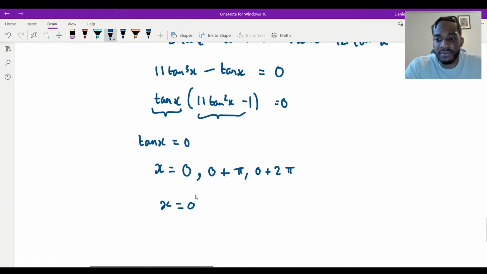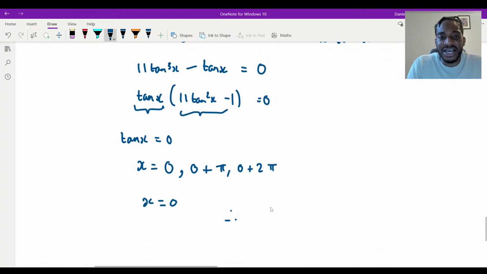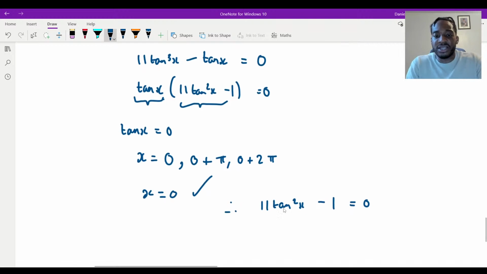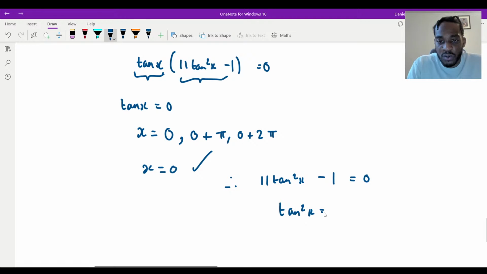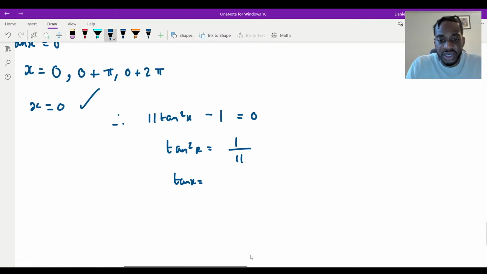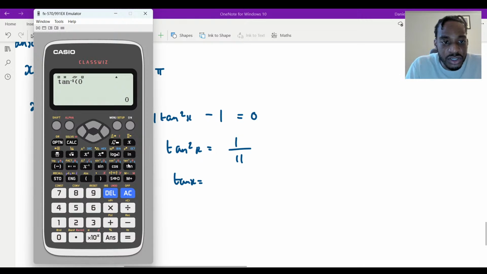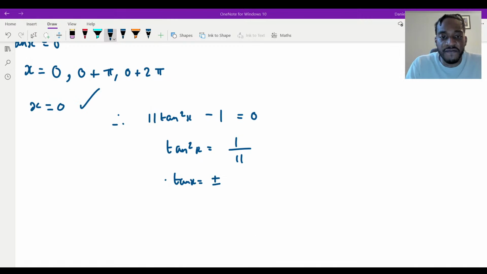And now we need to just solve the other one, which is going to be 11 tan squared x minus 1 is equal to 0. So that's one solution. And I need to solve 11 tan squared x minus 1 is equal to 0. So that means that tan squared x is going to equal, add 1, divide by 11. And then I'm just going to square root. So tan x is going to equal plus or minus the square root of whatever that is. And that's probably going to rationalize for me. So I'll do that in my calculator and see what we get. So tan inverse of 1 over 11, like that. Whoops. That's going to give me, oh, sorry. I haven't even square rooted. Apologies. Plus or minus the square root of that there.